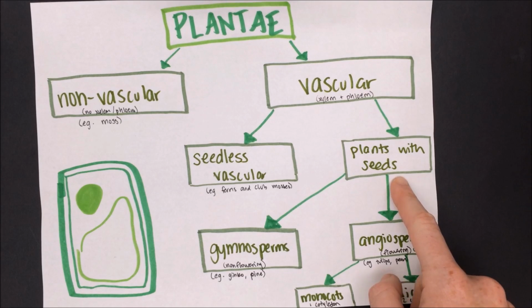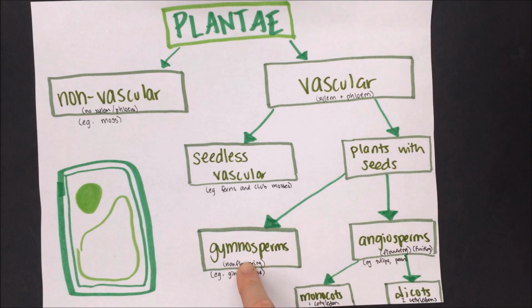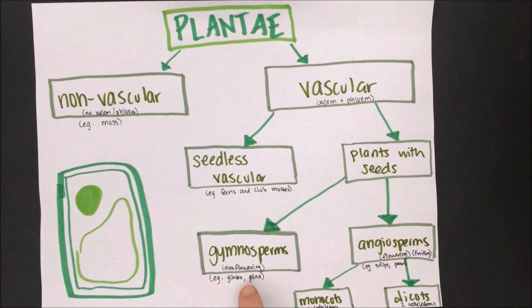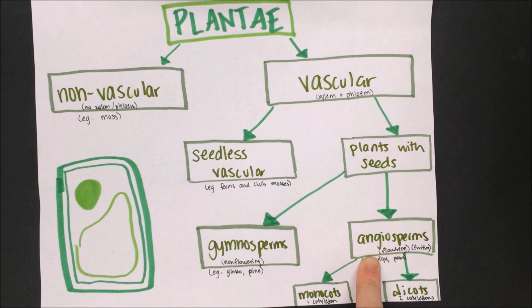Plants with seeds can be further divided into gymnosperms, which means naked seed. These are organisms that have their seeds in cones rather than in fruits and flowers, or angiosperms, which are flowering plants. These are plants that have flowers or fruits.